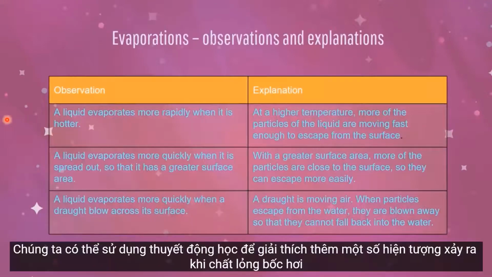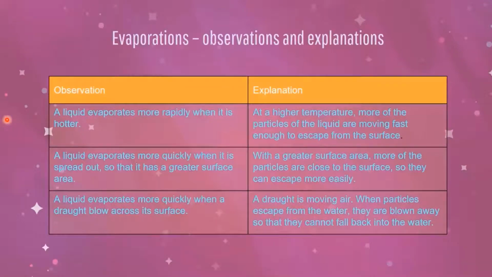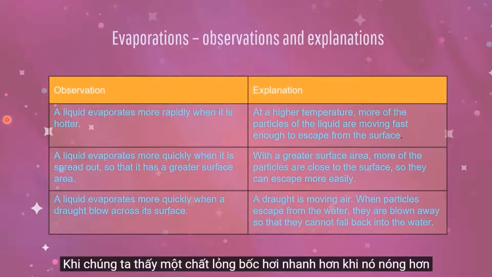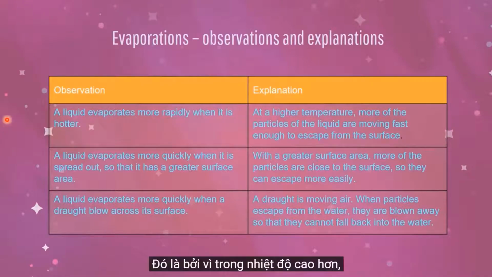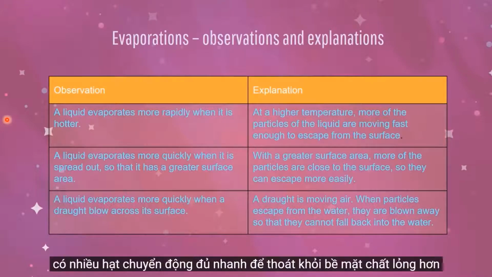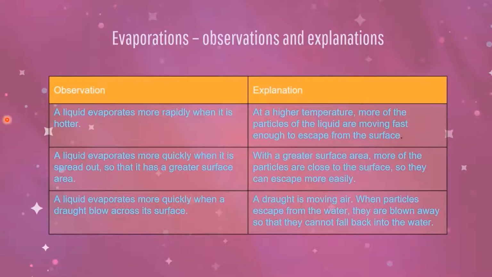We can use the kinetic model to explain some more observations concerning evaporation. A liquid evaporates more rapidly when it is hotter, because at a higher temperature, more of the particles of the liquid are moving fast enough to escape from the surface.